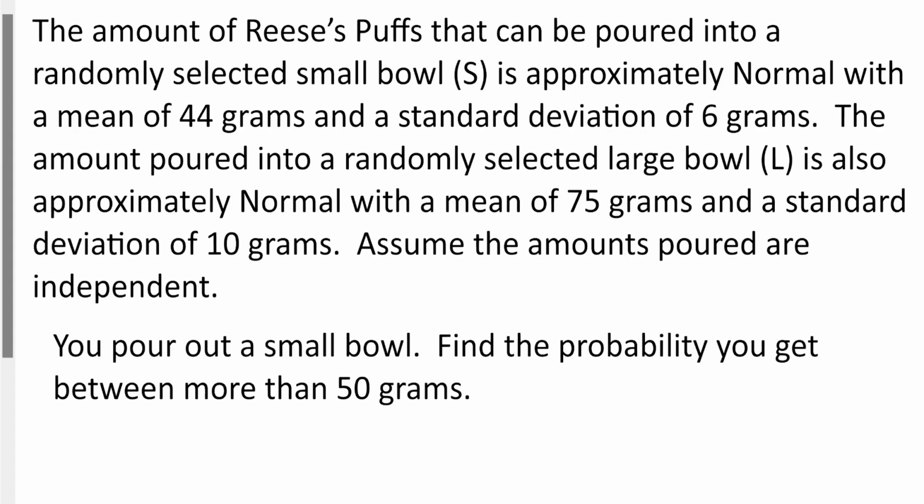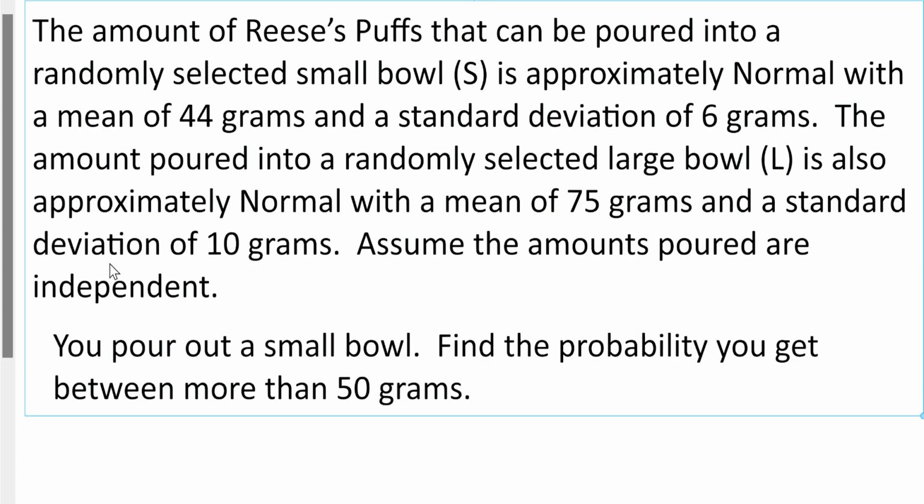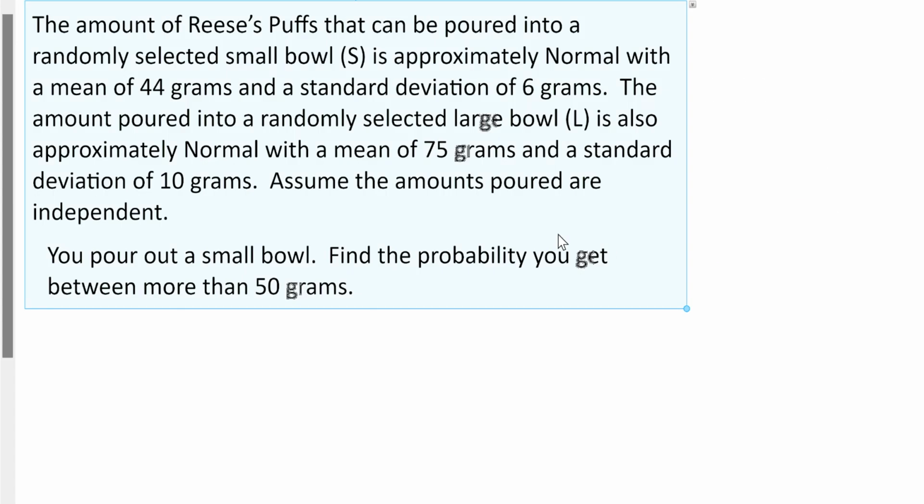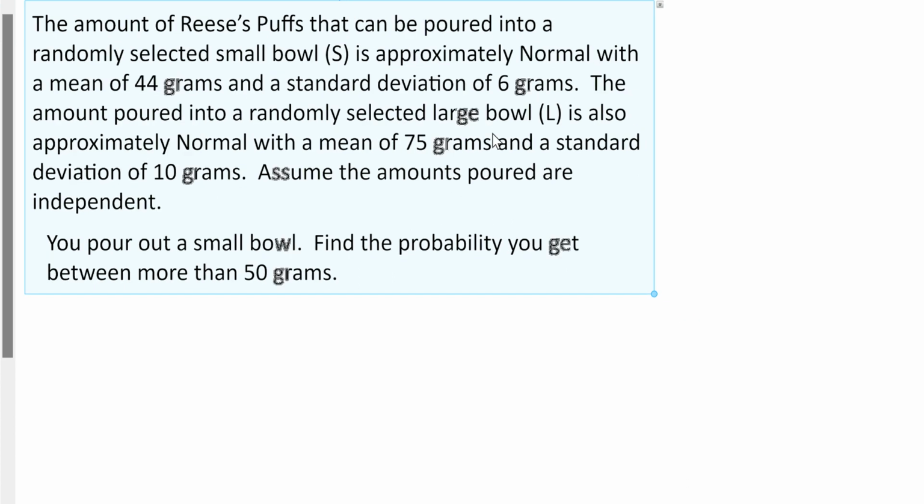Now let's look at a second example. It says the amount of Reese's Puffs that can be poured into a randomly selected bowl, I think we've actually talked about this situation earlier in the year, earlier in the curriculum, is approximately normal with a mean of 44 grams and a standard deviation of 6 grams. The amount poured into a randomly selected large bowl is also approximately normal with a mean of 75 grams and a standard deviation of 10 grams. Assume the amounts poured are independent.